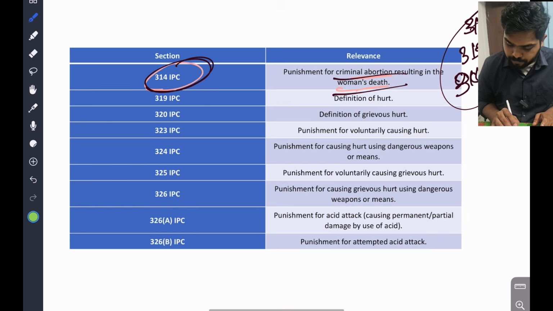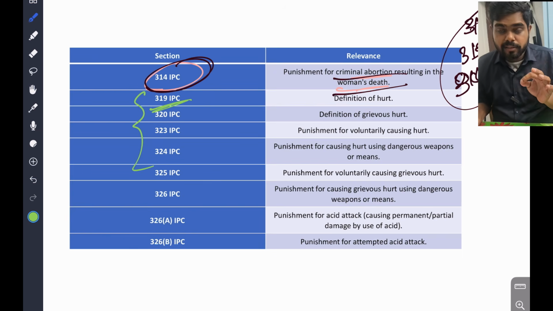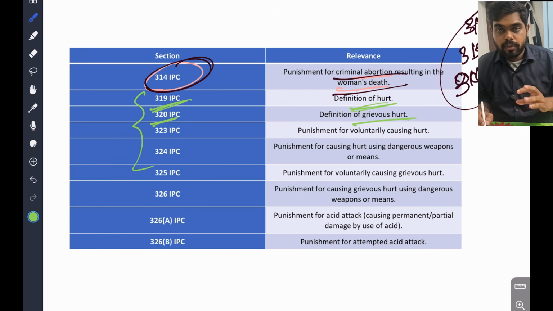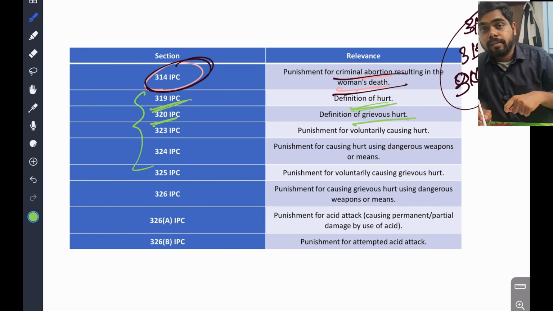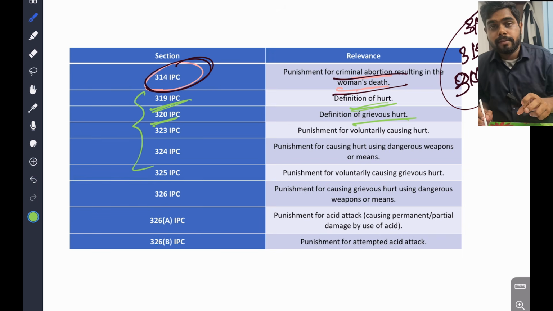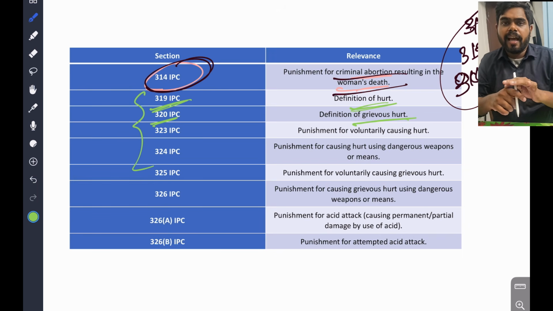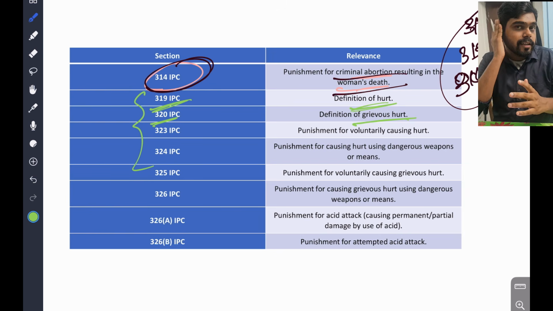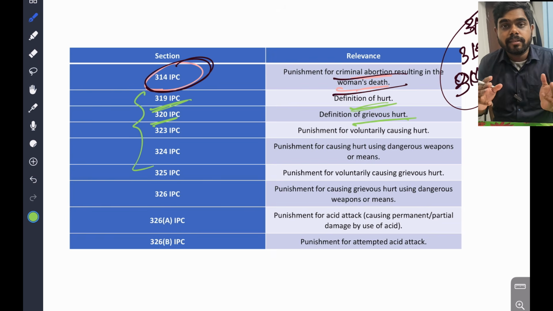Okay, so next is another section. 319 to 323, that series. 319 is known as the definition of hurt. 320 is the definition of grievous hurt. So hurt is different, grievous hurt is different. Grievous hurt is something that causes severe injury to the person, for example disability. So I attacked one person, he got some mild laceration, he was fine, that is hurt, not grievous hurt. But if I attacked one person and his hearing ability or eyesight was lost, that is grievous hurt.